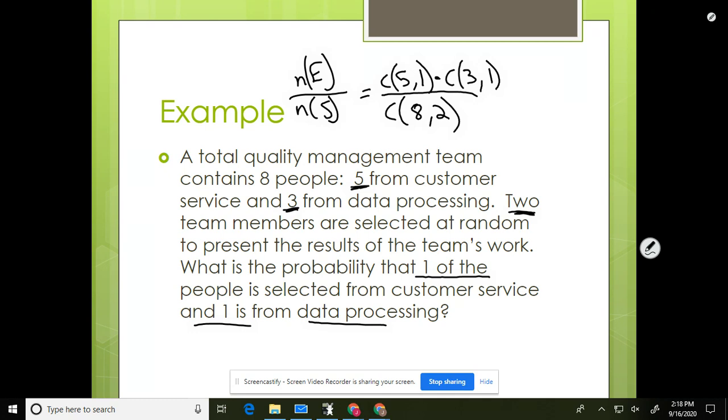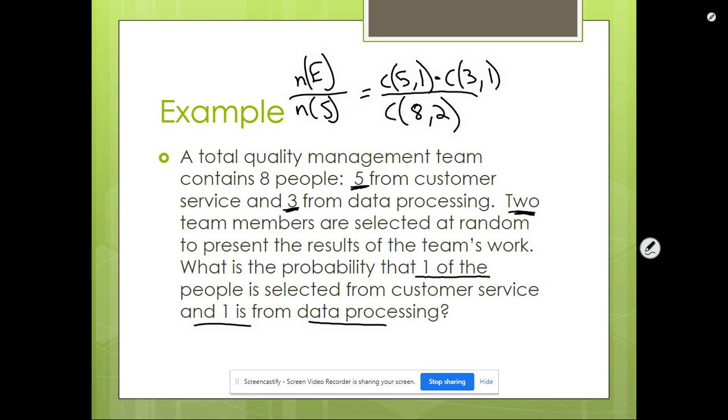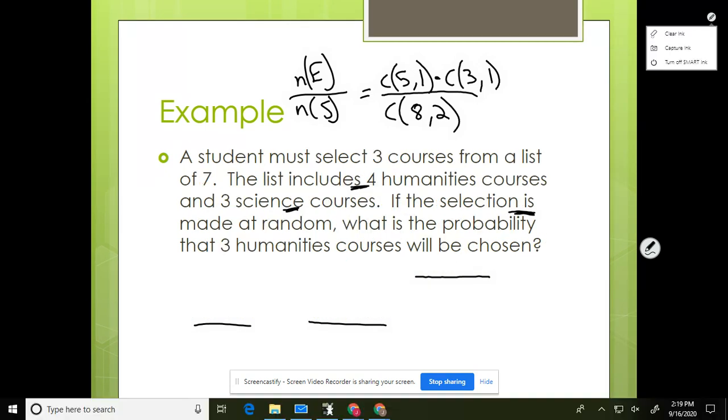Anytime I'm selecting like 1 from one group, say it was 1 from customer service and 2 from data processing, so I'm selecting 3 total. If it was 1 from customer service, this is 5 choose 1. But if I did 2 from data processing, it'd be 3 choose 2. And that would mean I'm selecting 3 total people, so my denominator would be 8 choose 3. Those are the ones that I think give people the most trouble. So take a look at that one again. Let me know if you have questions on that.